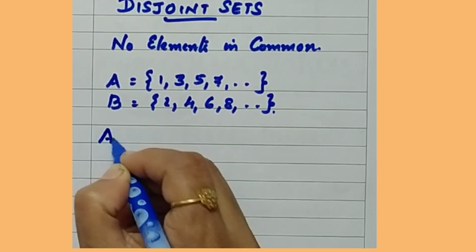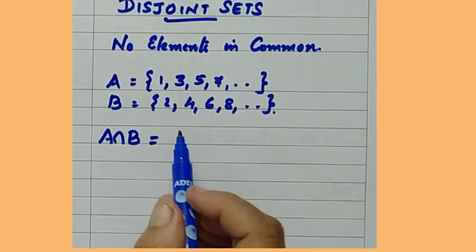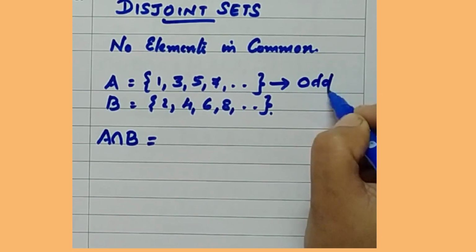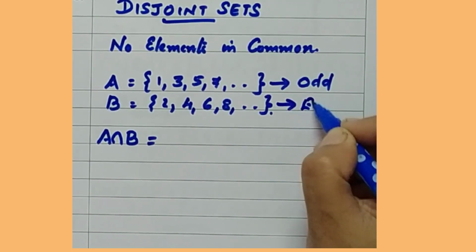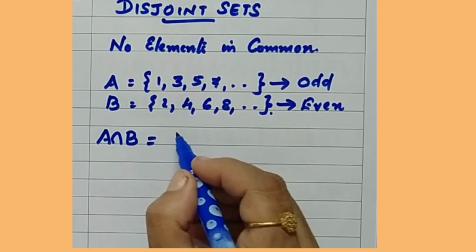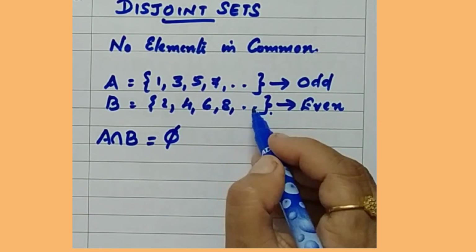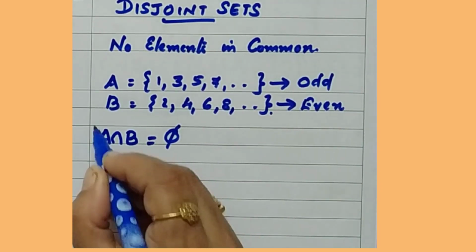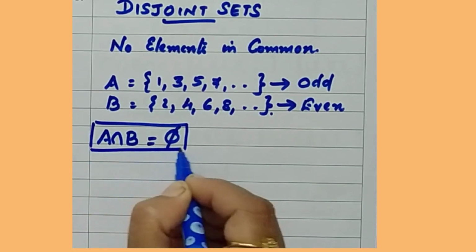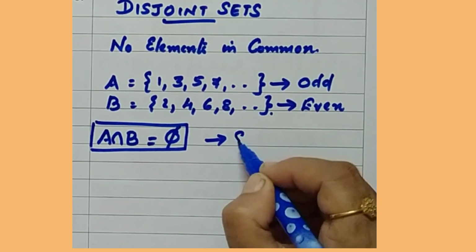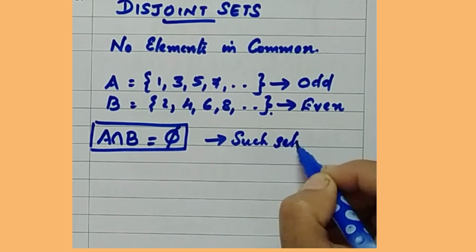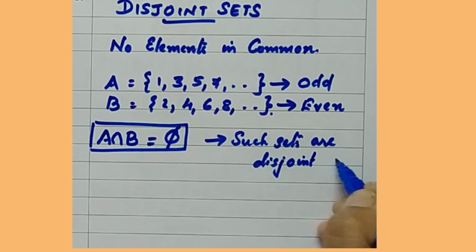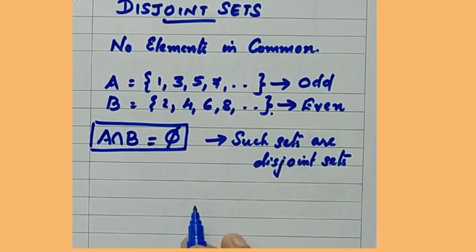Can you say what is A intersection B? 1, 3, 5, 7, etc. are odd numbers. 2, 4, 6, 8, etc. are even numbers. Definitely A intersection B is the null set. No elements can be found in common between these two sets. So, if the intersection of two sets comes as a null set, then such sets are called disjoint sets. Disjoint sets means two sets which have nothing in common.